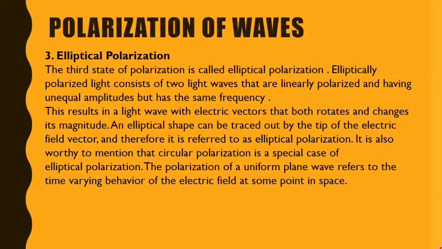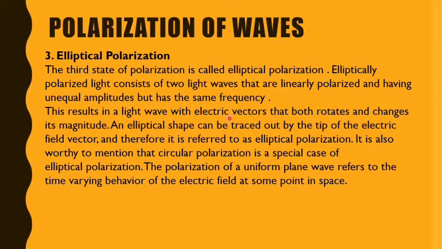Then the third is the elliptical polarization. So the third state of polarization is called elliptical polarization. Elliptically polarized light consists of 2 light waves that are linearly polarized and have unequal amplitudes. That means this polarization has 2 light waves with different amplitudes, but their frequency is the same. This results in a light wave with an electric vector that both rotates and changes its magnitude. So it will rotate as well as change the magnitude.